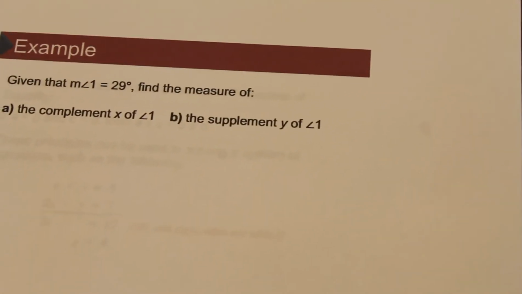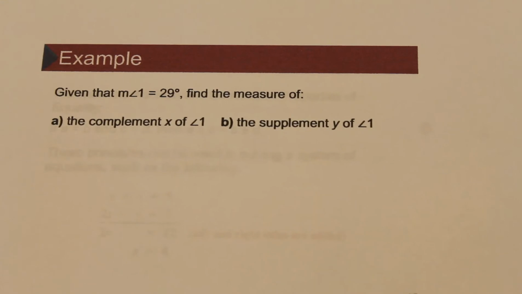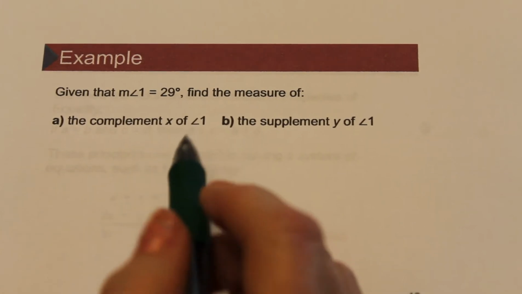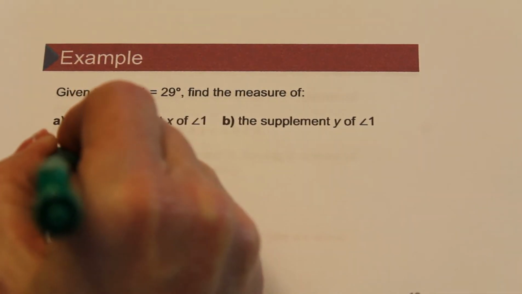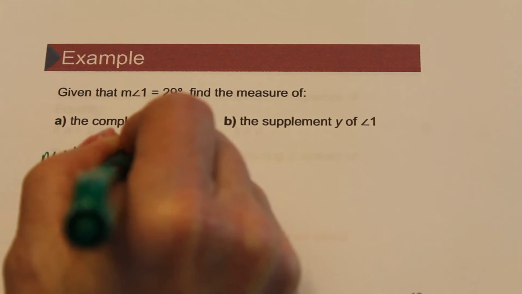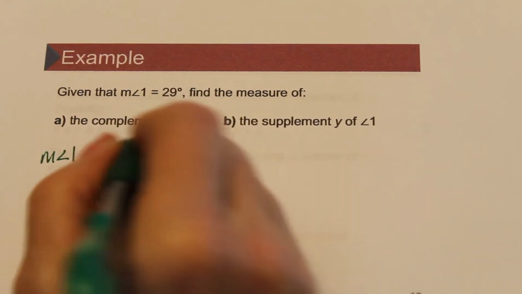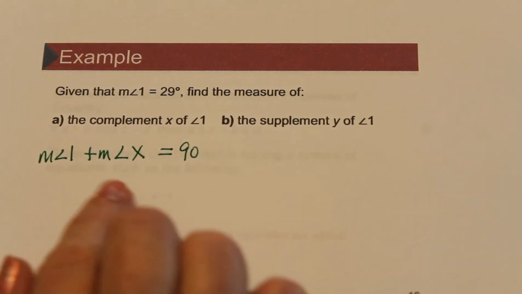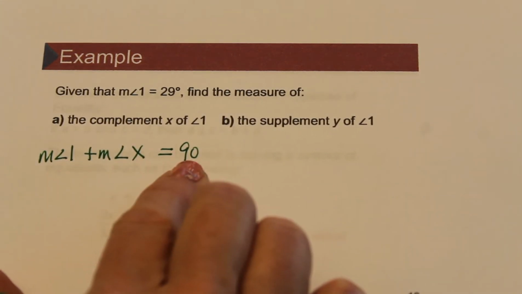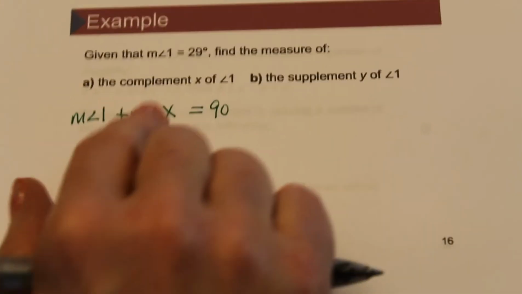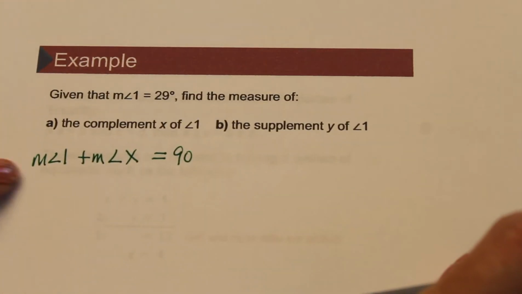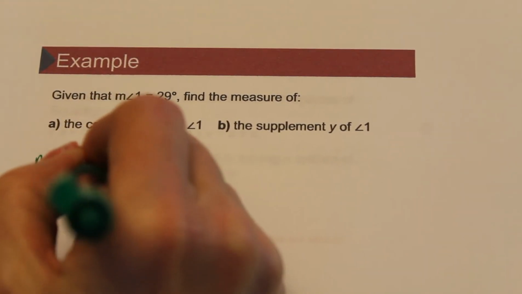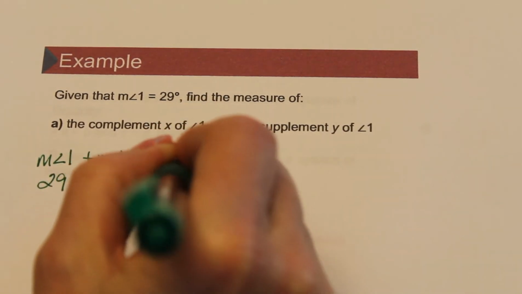And we'll have a little practice here. Given that the measure of angle 1 is 29 degrees, what's the complement, named x, of angle 1? So the measure of angle 1 plus the measure of angle x, complements will always equal 90. Complements, the sum equals 90. So instead of the measure of angle 1, I'm going to replace it with what it's equal to. 29 plus the measure of angle x equals 90.